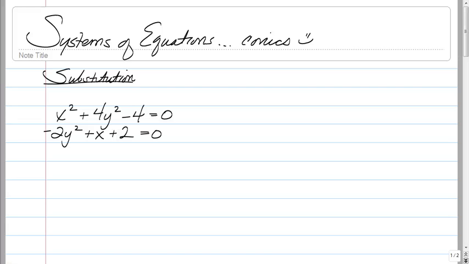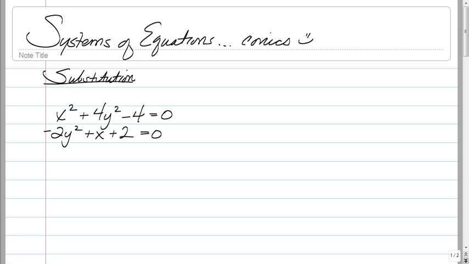Systems of equations, but this time they're the flavor of conics. We still have substitution, we still have elimination, but everything you know about systems is going to change. Not only do you have to be good at systems, you also need to be good at factoring to be able to handle one of these guys.